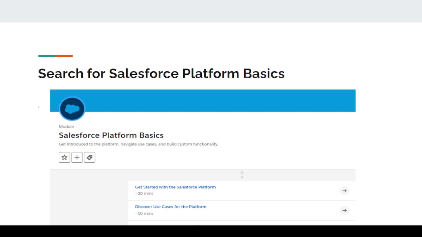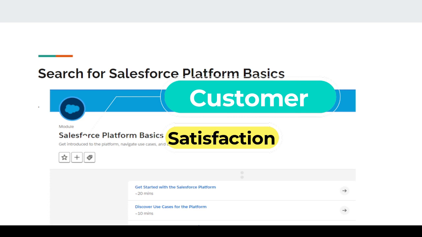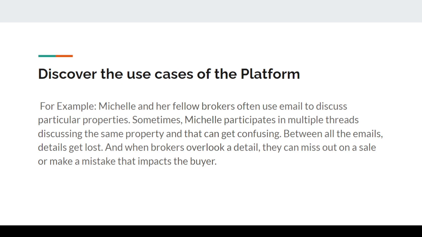As you know, Salesforce is built over the Customer 360 platform. So what is the Customer 360 platform and how is it helping companies improve their services as well as their skills in terms of customer satisfaction and the other parameters as well? Thereafter, in this module you would be able to discover the use cases of the platform.